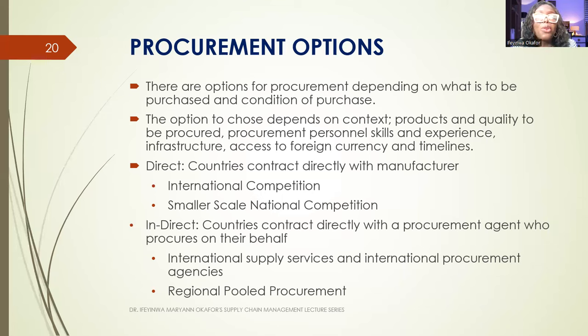We have 2 forms of procurement option. We have the direct procurement option, and we have indirect procurement option. In direct procurement option, countries contract directly with the manufacturer. While in indirect procurement option, countries contract directly with a procurement agent who procures on their behalf.